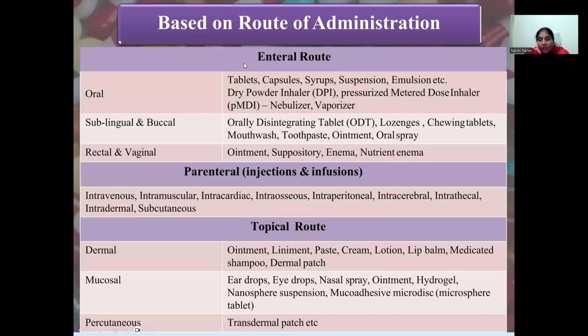Central, as I've said, the enteric route comes under from the mouth to the anus. That is the entire gastrointestinal tract. Rectum and vagina come under the enteral route because they are areas involved in the gastrointestinal tract.